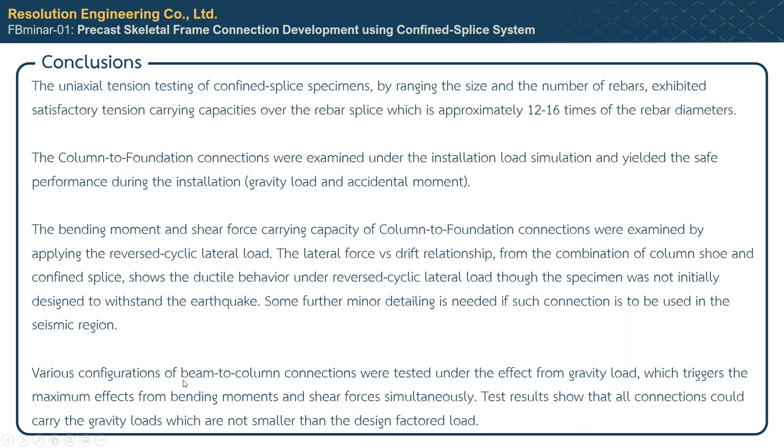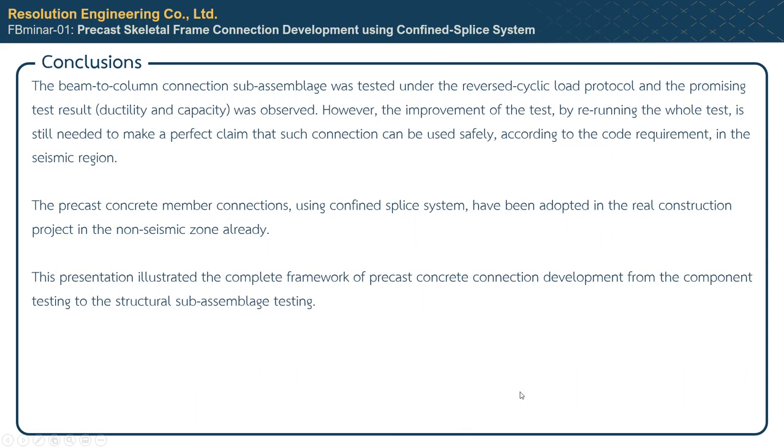And then various configurations of beam to column connection were tested. It all works. Capacity was all satisfactory, no problem. Right. Well, beam to column self-assemblage was tested under reverse cyclic loads. Okay, it's all promising, but we can do better.